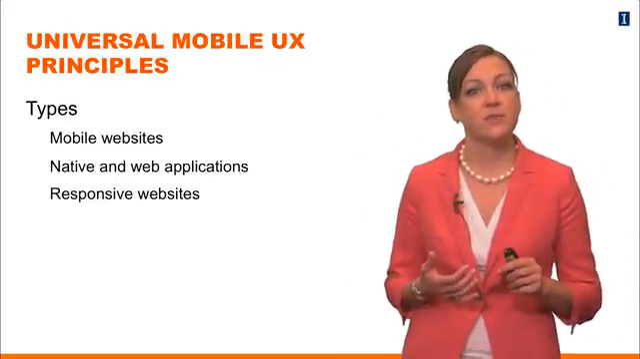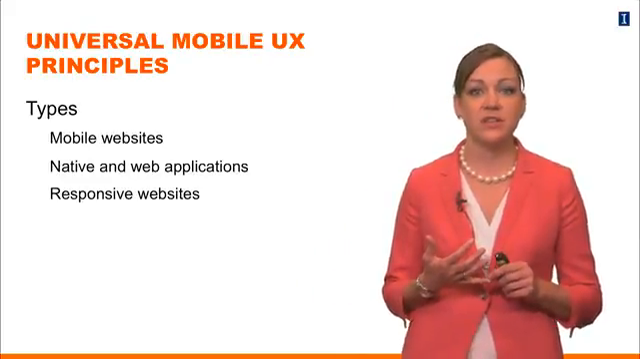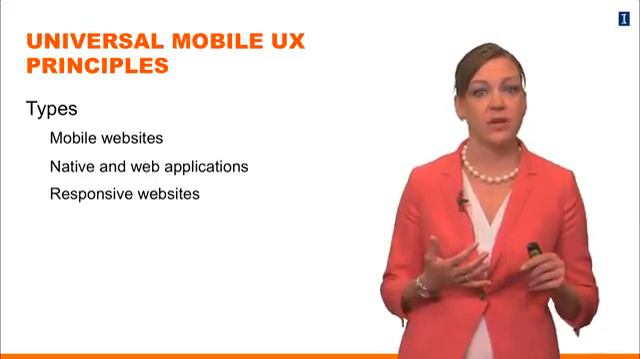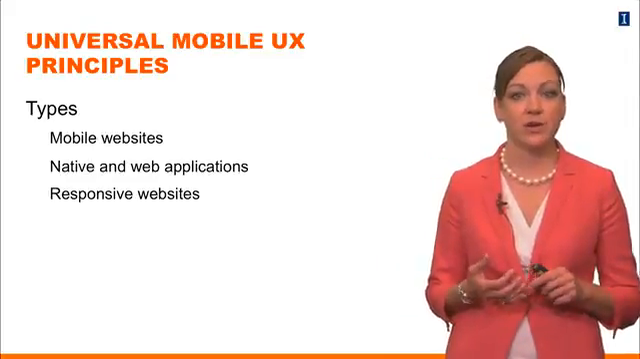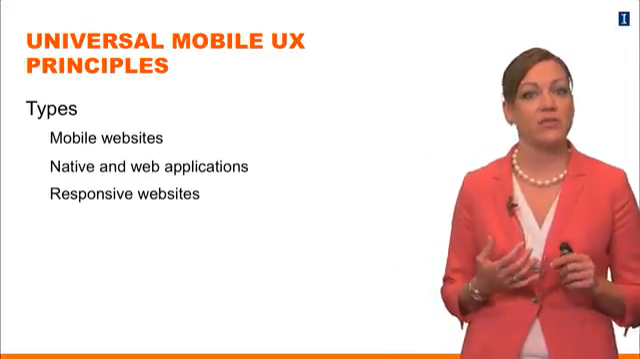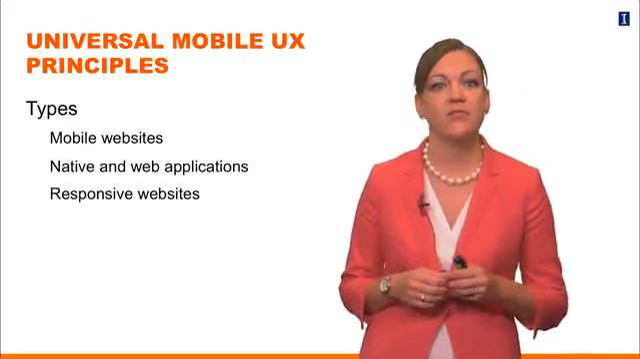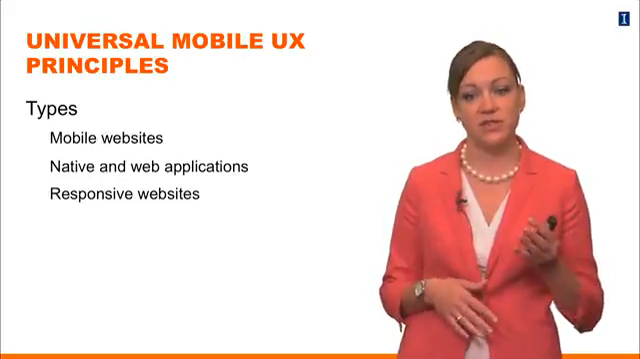We will discuss this more in the web development and design lecture, but for now, we just need to know that there are three main approaches to creating content accessible in a mobile environment. The first is the mobile website, also called mobile sites. Then we have native and web applications, which we commonly refer to as apps. And finally, we have websites that automatically adapt to the device, which are responsive websites.